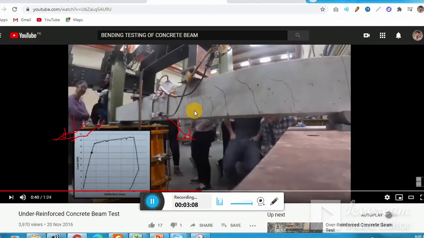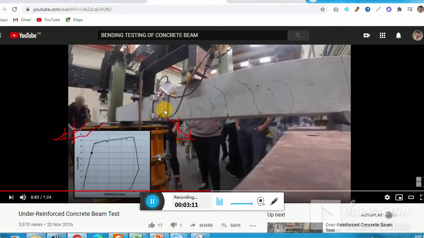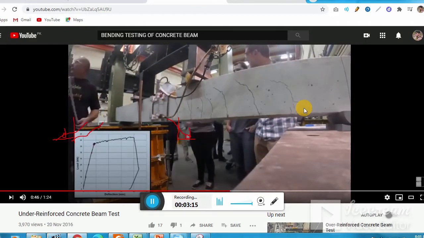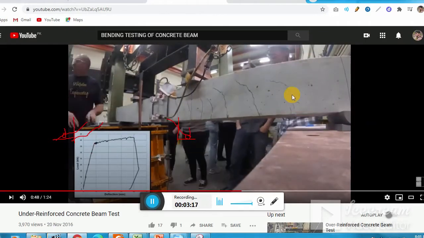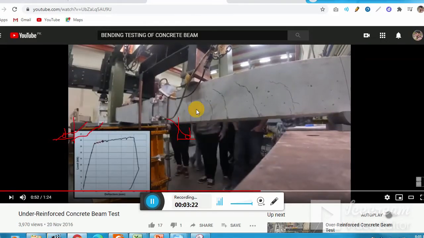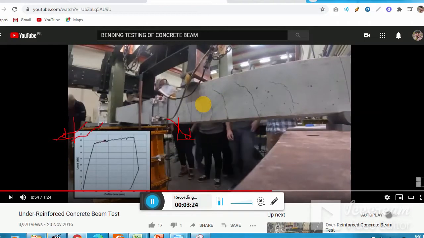So that's why the middle portion is very critical for flexure, and the ends are critical for shear. You see these cracks now look like shear cracks because they are inclined, and these are your flexure cracks. This is very important to discuss.